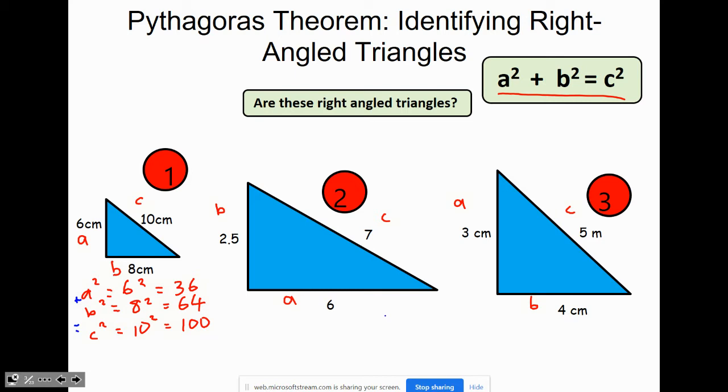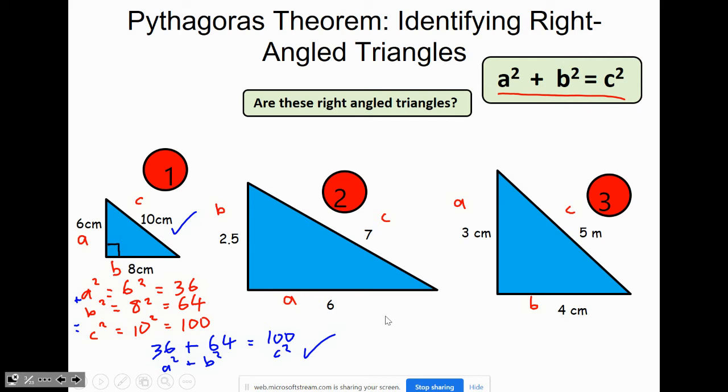So let's try that. A squared is 36. B squared was 64. Well, 36 plus 64, that's A squared plus B squared, is equal to 100. And 100 is, in fact, the same as C squared. Therefore, it is true that A squared plus B squared does equal C squared. Therefore, this is a right-angled triangle where the right angle is opposite our hypotenuse.